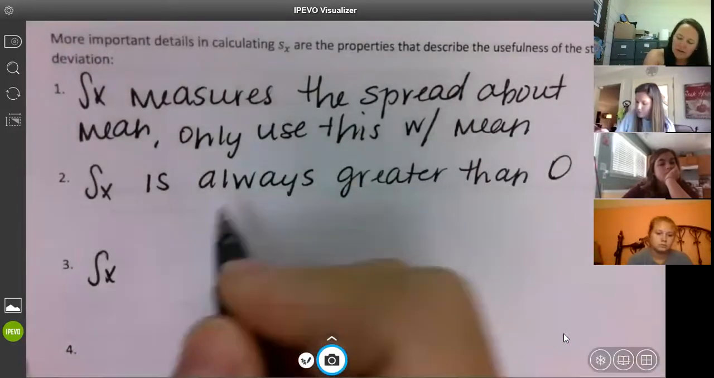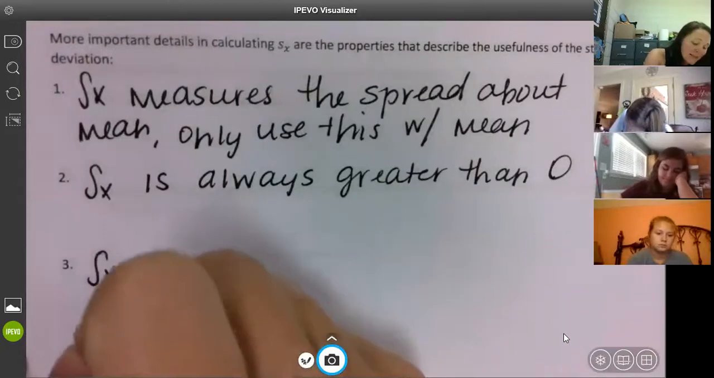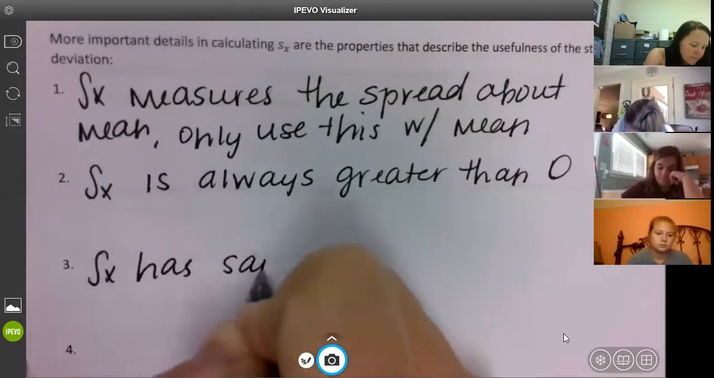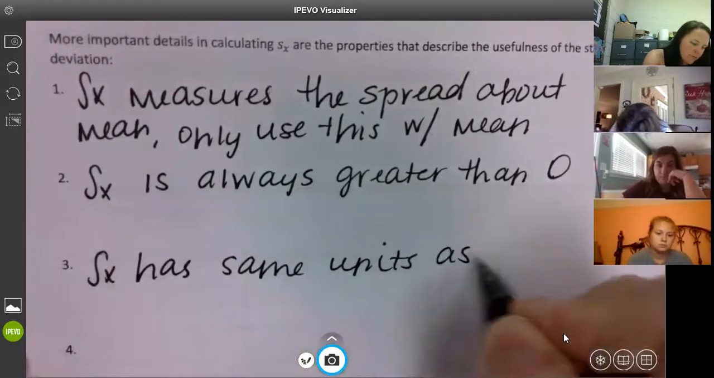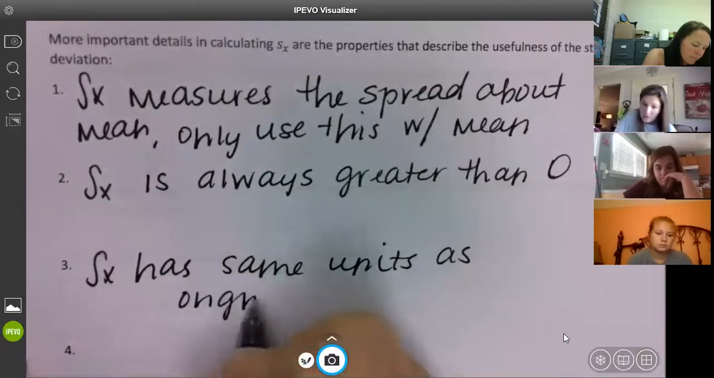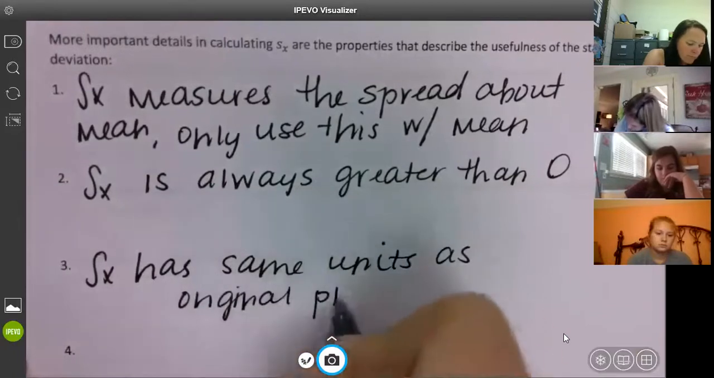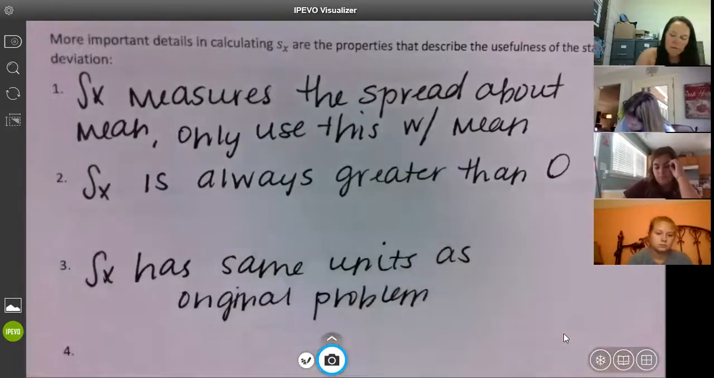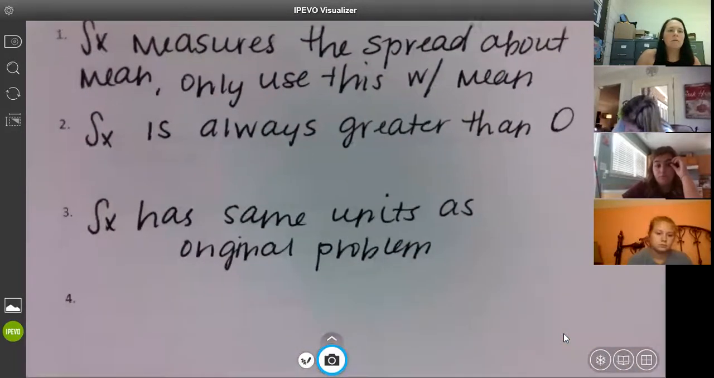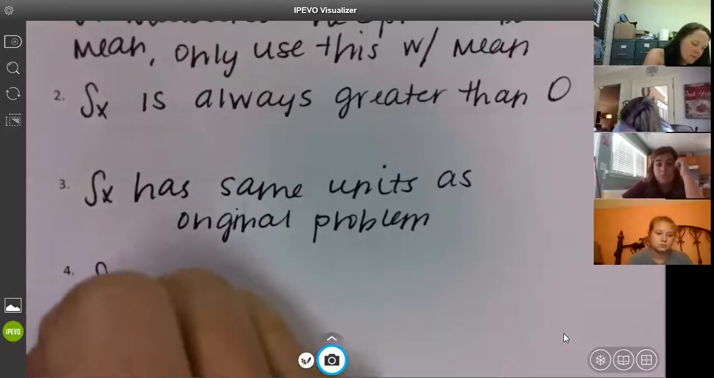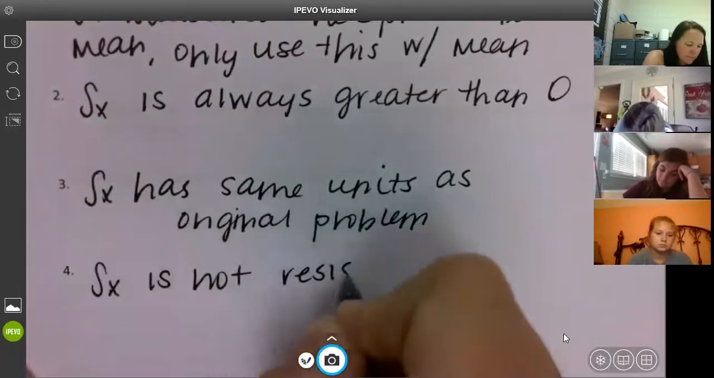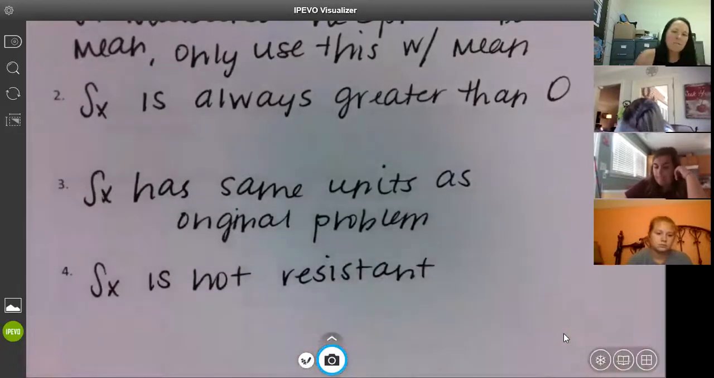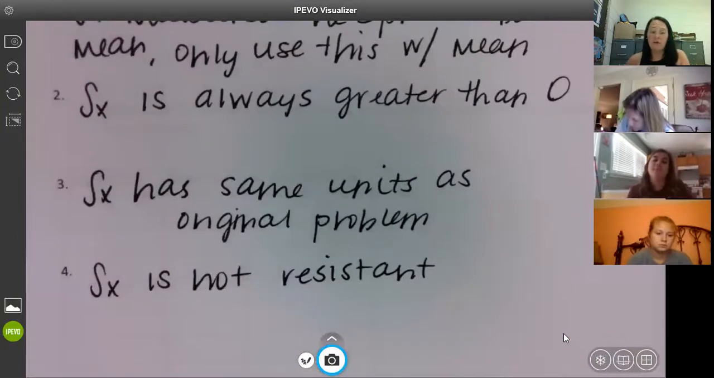S sub x has the same units. So the standard deviation has the same units as the original problem. And then just like the mean, it is not resistant. So it is affected by outliers. And if you need to write that down, write that down. It is affected by outliers.